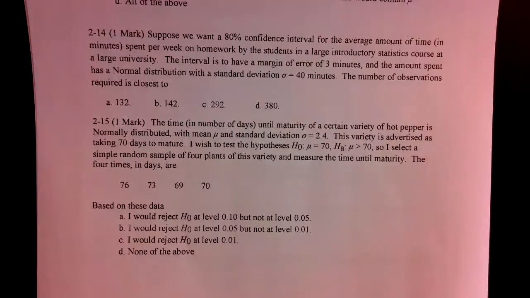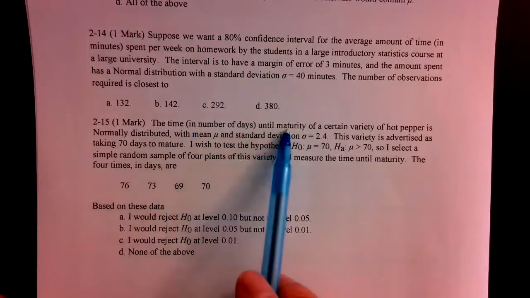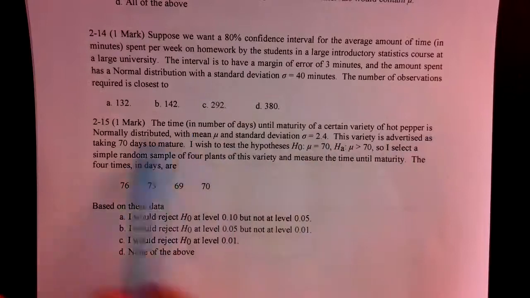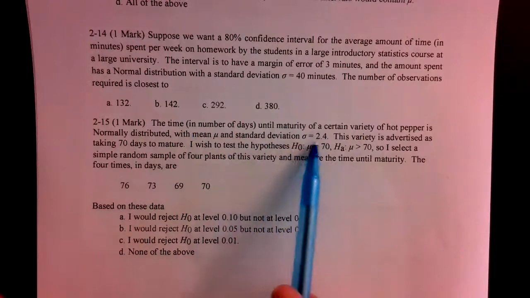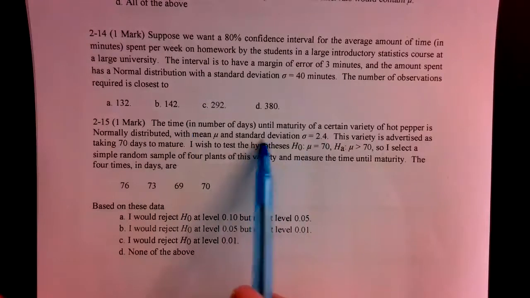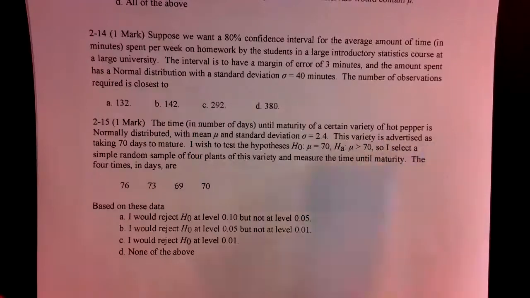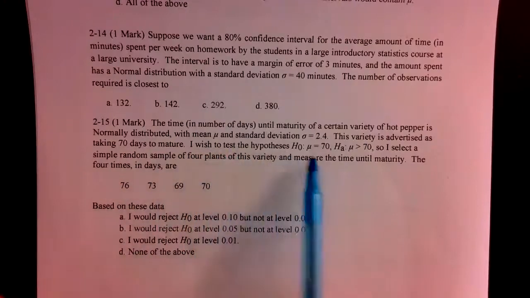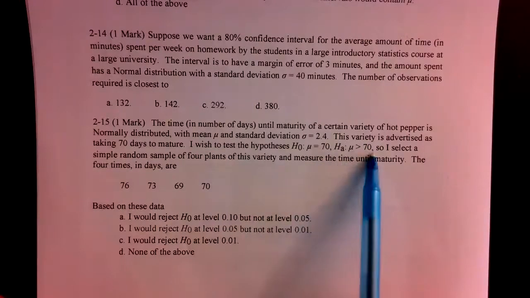Okay, let's look at this question together. The time in days until maturity of a certain variety of hard paper is normally distributed with mean mu and standard deviation sigma equal to 2.4. In this example, we know the population standard deviation is known. The variety is advertised as taking 70 days to mature. I wish to test the hypothesis H0: mu equals 70 days versus HA: mu is bigger than 70 days.